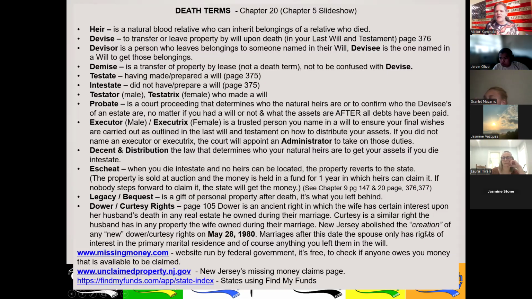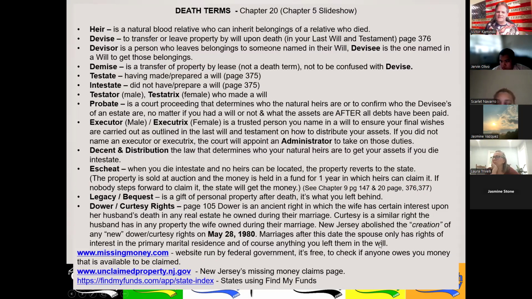Now, New Jersey abolished the creation of any new dower or courtesy rights on May 28, 1980. So, if you were married prior to May 28, 1980, your spouse still has dower and courtesy rights. This is why we still need to know about this. If you were married after May 28, 1980, no new dower or courtesy rights were created.